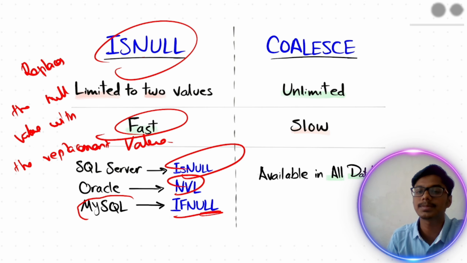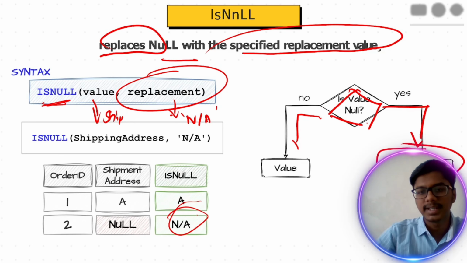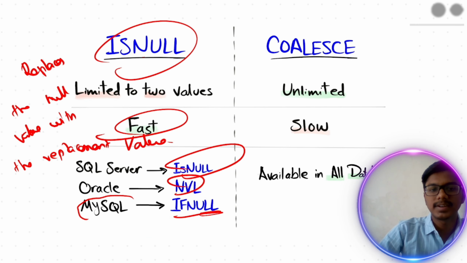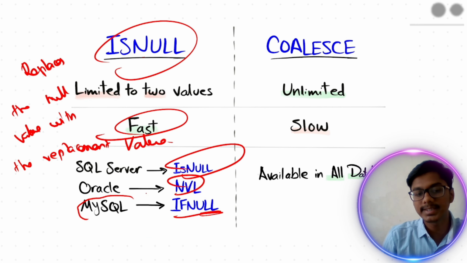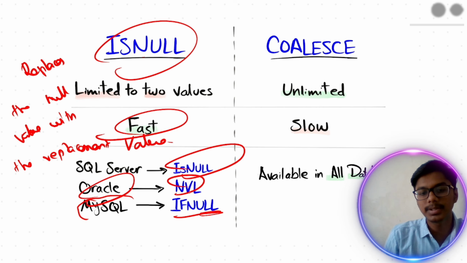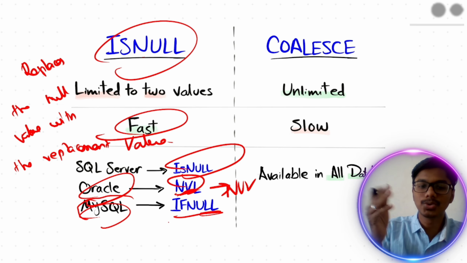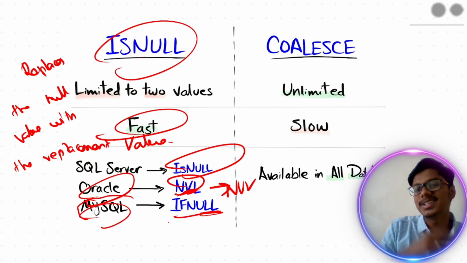Now let's discuss COALESCE. Yes guys, we were discussing the ISNULL function. If you are following along with me in SQL Server, you can use the ISNULL function. If you are following Oracle, you can use NVL, and if you are using MySQL Workbench, you should use the IFNULL function. Now let's dive into COALESCE.